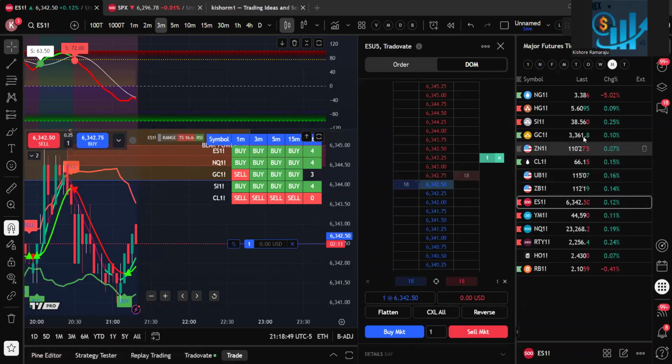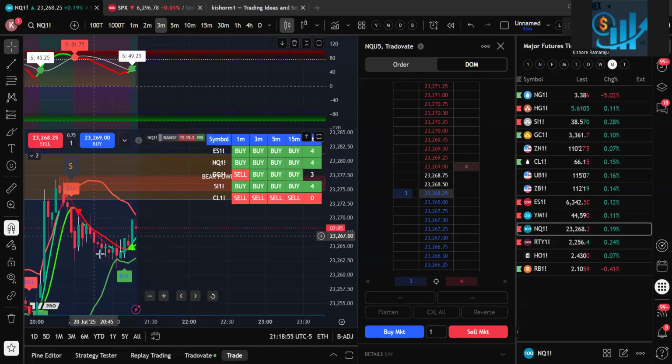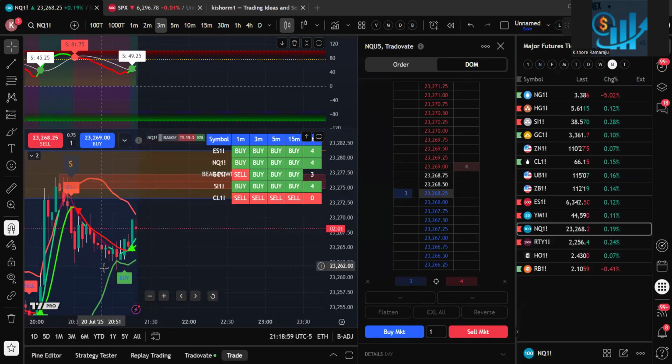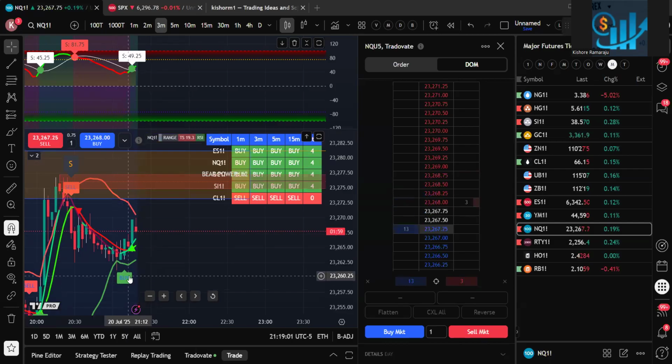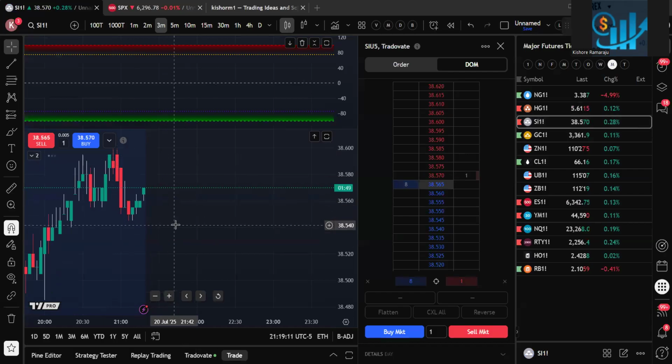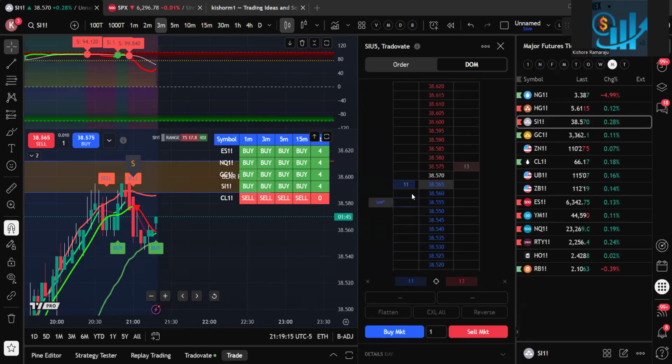We took profits with NQ now. We got a pullback. We got a buy signal. We know score is 4. ES also score is 4. GC is 4. Silver is 4. And silver also, we got a pullback and we got a buy signal.